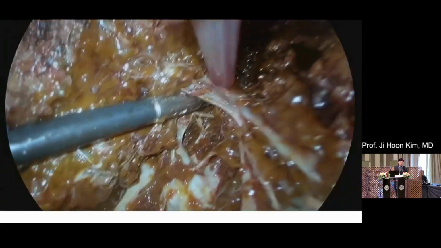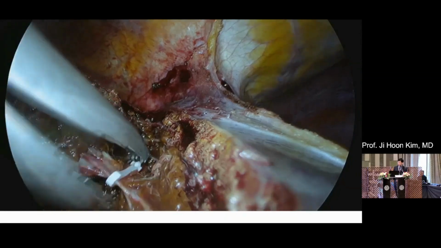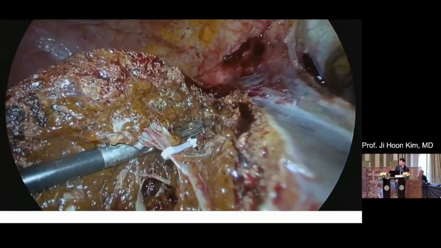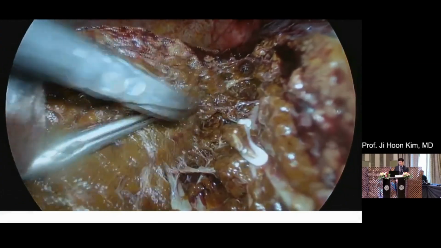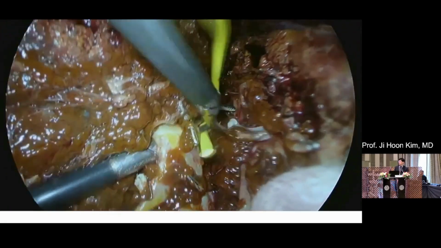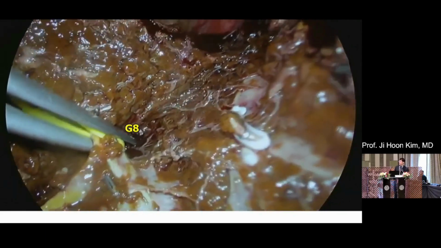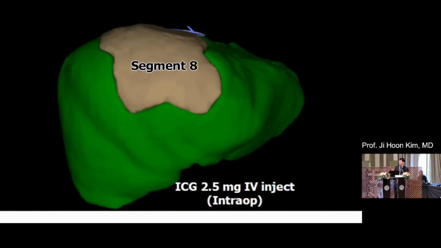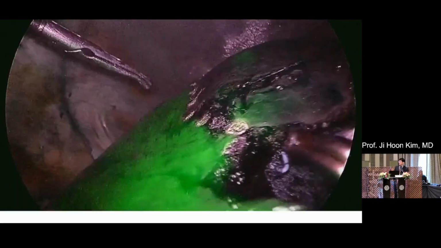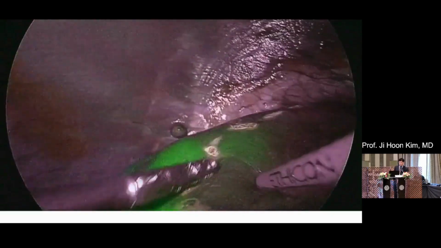After opening of the main portal fissure, you can easily, directly identify the target Glissonian pedicle. You can see the G5, G8, right anterior Glissonian pedicle. After the opening of the main portal fissure, we dissect the target Glissonian pedicle where we inject ICG, like this.